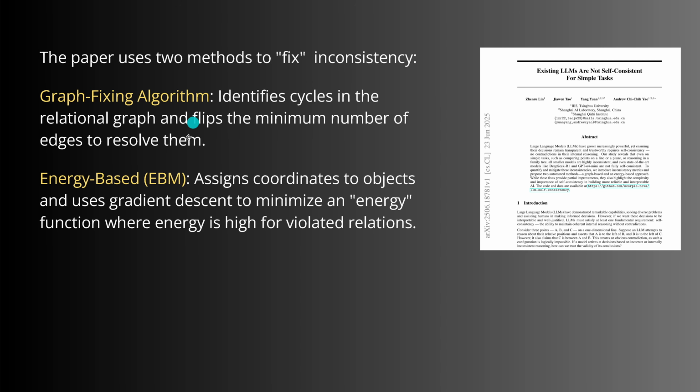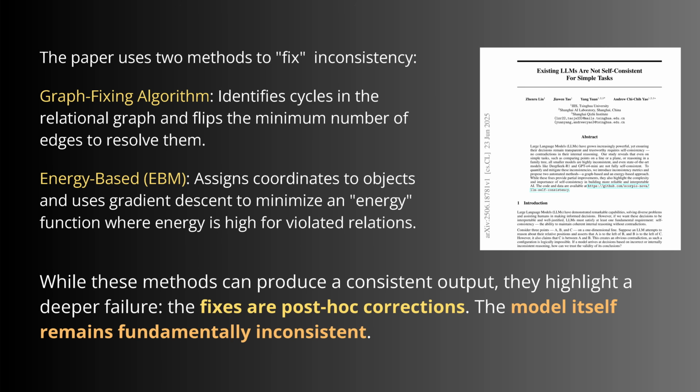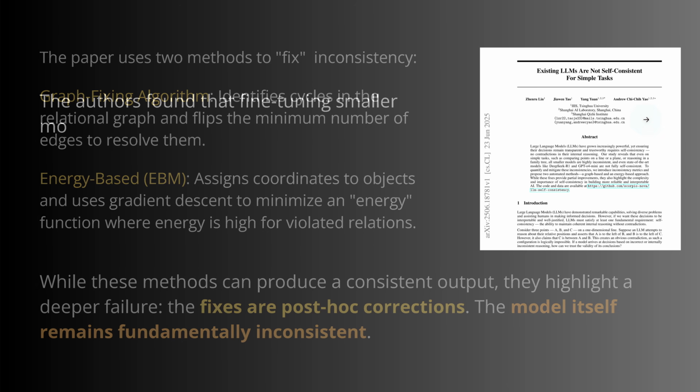You have a graph fixing algorithm and an energy-based model fixing algorithm. So great, but you know what? Those models here are post hoc corrections. The model itself remains fundamentally inconsistent. And if you use this model at the core of your agent, it will be fundamentally inconsistent. And this is a quote from the authors: do not expect 100% confidence from an AI model. It is not providing this.